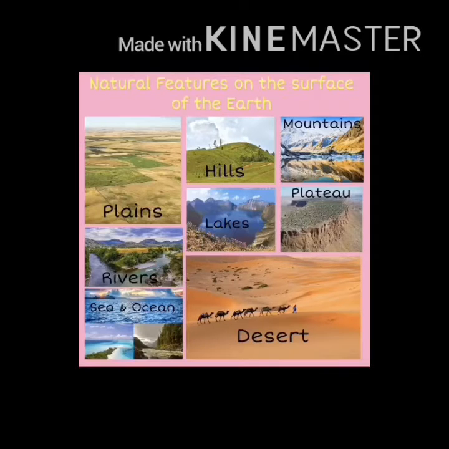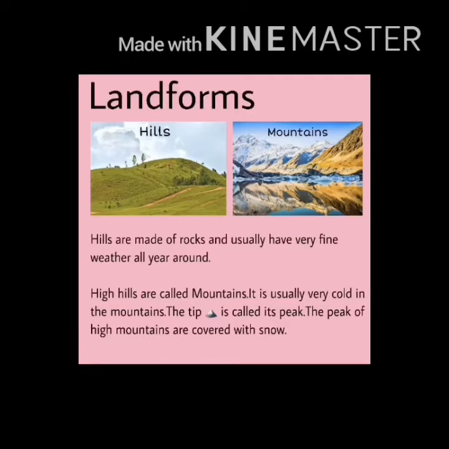So children, let's learn the natural and the physical features on the surface of the earth. It is divided into landforms and water bodies. As you can see in the picture, plains, hills, mountains, plateaus, desert are the landforms, and rivers, lakes, sea and oceans are the water bodies. Now let's begin with the landforms, that is hills and mountains.